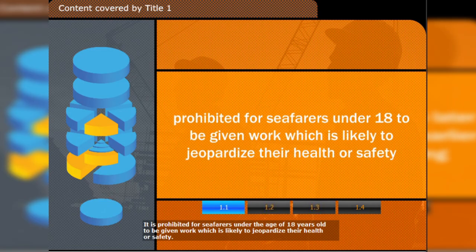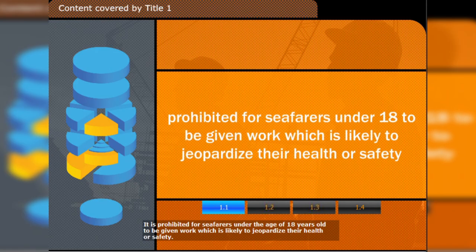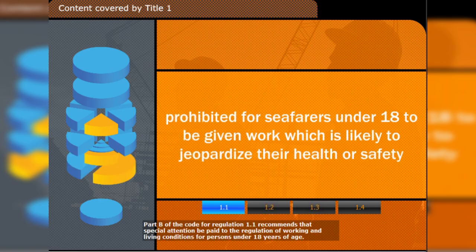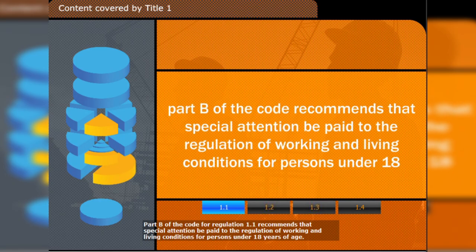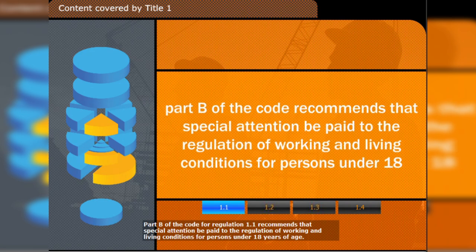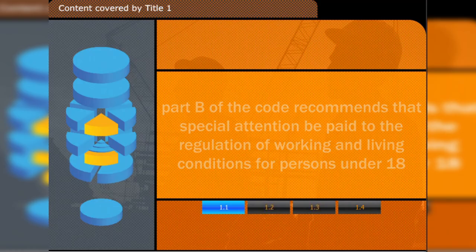It is prohibited for seafarers under the age of 18 years old to be given work which is likely to jeopardize their health or safety. Part B of the Code for Regulation 1.1 recommends that special attention be paid to the regulation of working and living conditions for persons under 18 years of age.